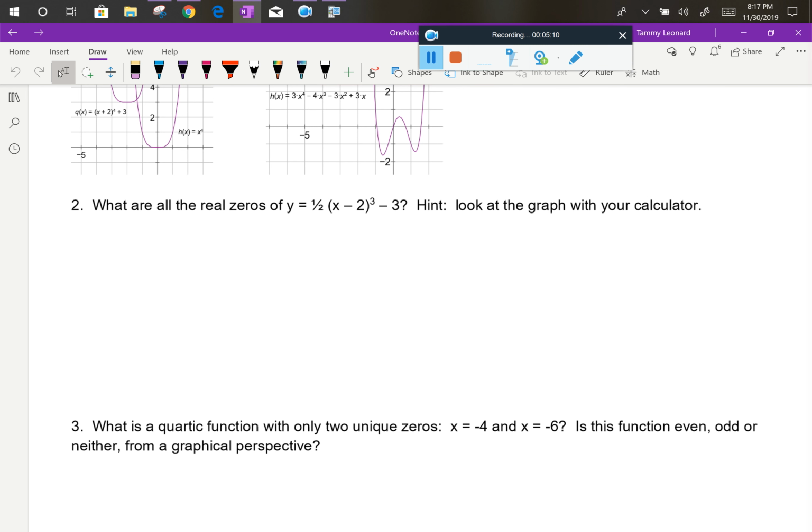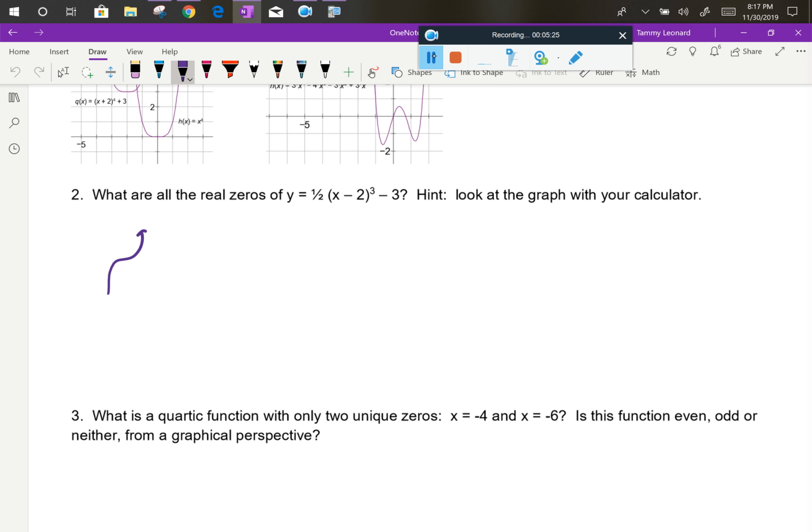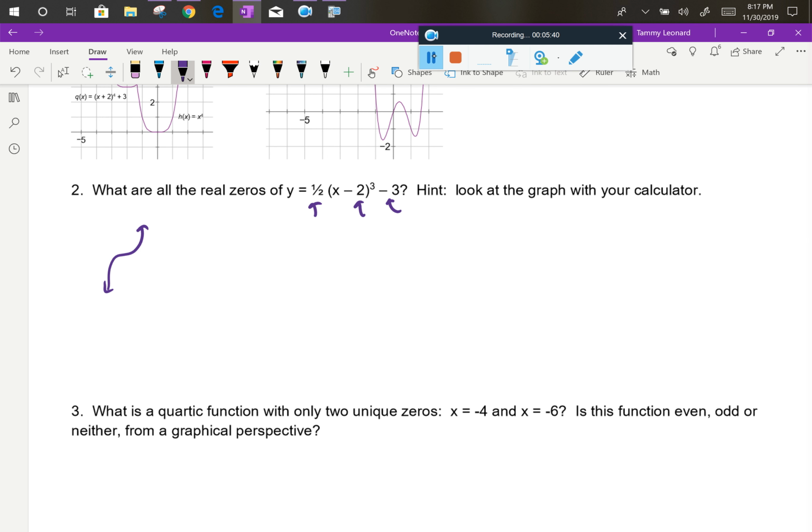Now, taking a look, we're asked what are all the real zeros of y equals 1/2 (x minus 2) cubed minus 3? Okay, so an important thing to realize here is this is a transformed cubic. So we should expect it to basically look like this, but it's been vertically compressed, it's been translated 2 spaces to the right, and it's been translated 3 spaces down. So if I think about that, if this thing went 2 spaces to the right and 3 spaces down, the axes must be around here somewhere.